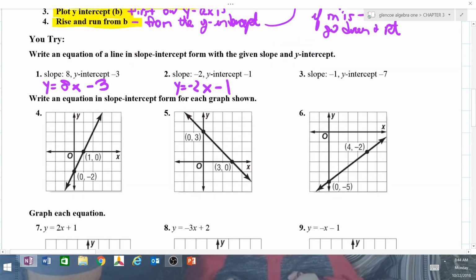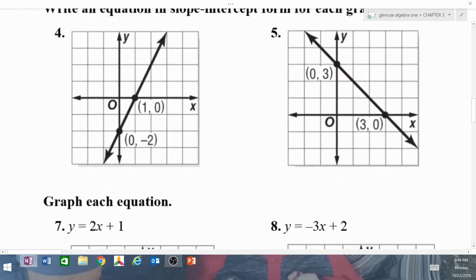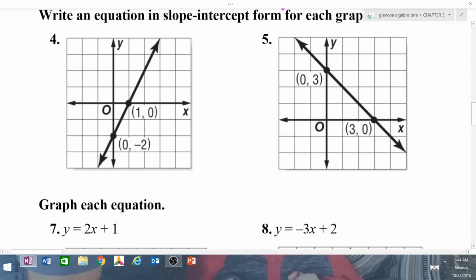Let's write an equation in slope-intercept form for each graph found. Now we can do this by counting. I'm going to show you 2 methods to do this. So let's pay attention. First of all, if you look at the graph, you should all be able to determine the y-intercept. The y-intercept in number 4 is what? -2. Now let's figure out what the slope is.